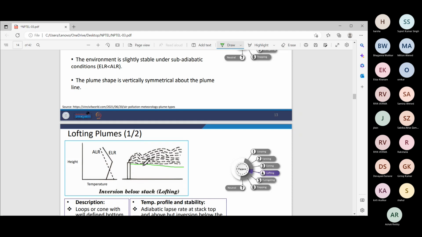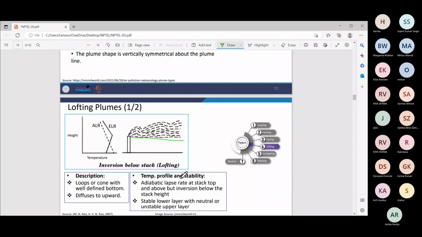So what will happen is the particles will try to disperse above this stack height. Since there is inversion, the movement down below this inversion line will be restricted, and that's why the dispersion will be concentrated in this region only. So that is also a good condition because the ground level concentrations will be very much lower in this condition. The dispersion will be in the upward direction, and here the adiabatic lapse rate is at the top and above, and the inversion condition is below the stack height, a stable lower layer with a neutral or unstable upper layer.